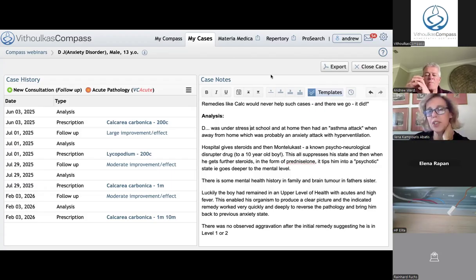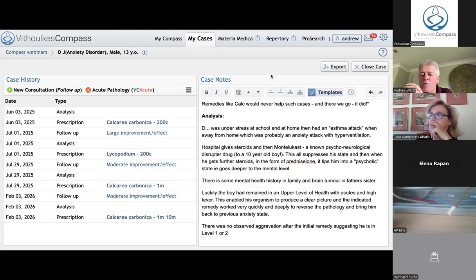The one is from Michelle McDonald, and she asks, why didn't you repeat Calcarea at 200 cc, rather than go up in the potency? Yes, that's a good question. Yes, you could do. I just chose to go up to 1M, but you could have repeated the 200.